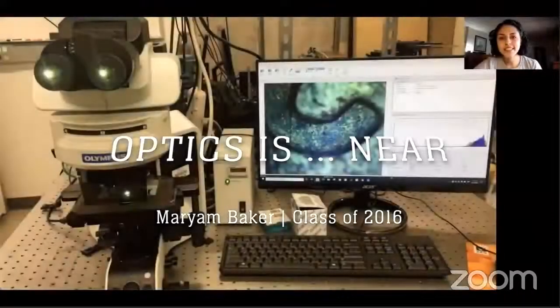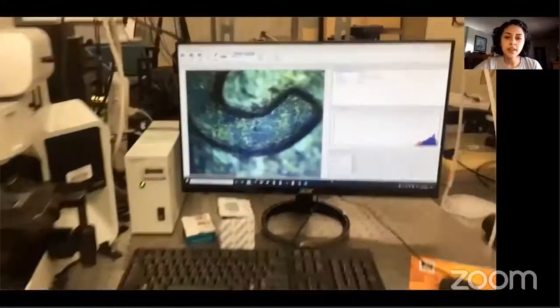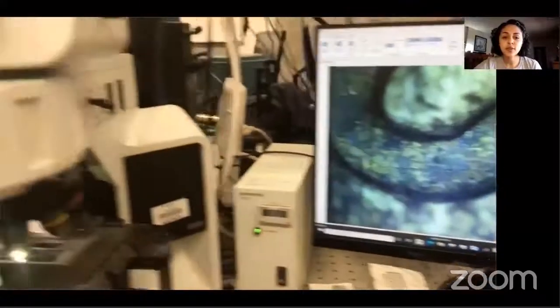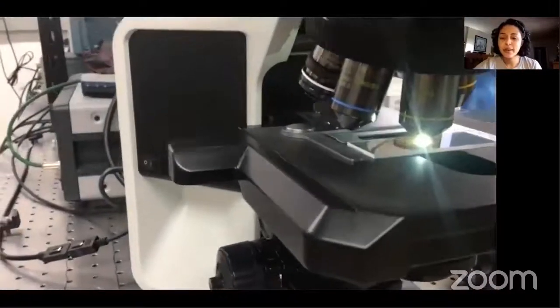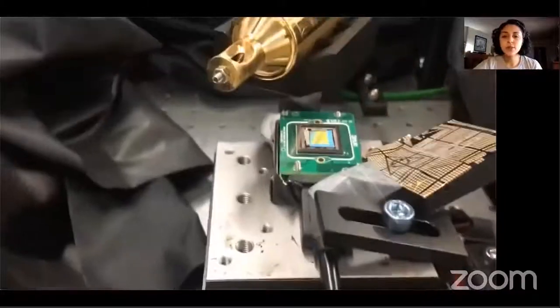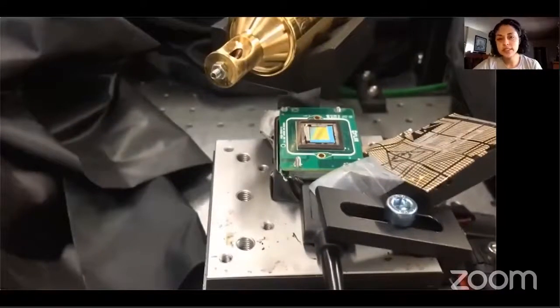Optics is near. We use microscopes to get near objects to look at things that we can't see by eye, like the surface of this 2 on the 2002 written here on this penny in our microscope. In Dr. Ewan McLeod's lab, I work on lens-free microscopes. A lens-free microscope consists of a source and a sample placed very close to the sensor.